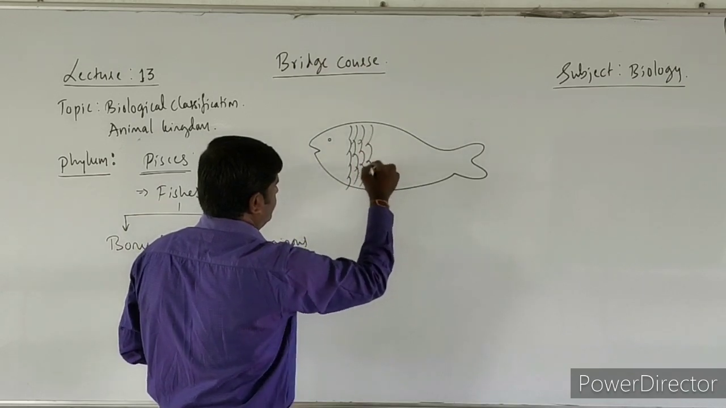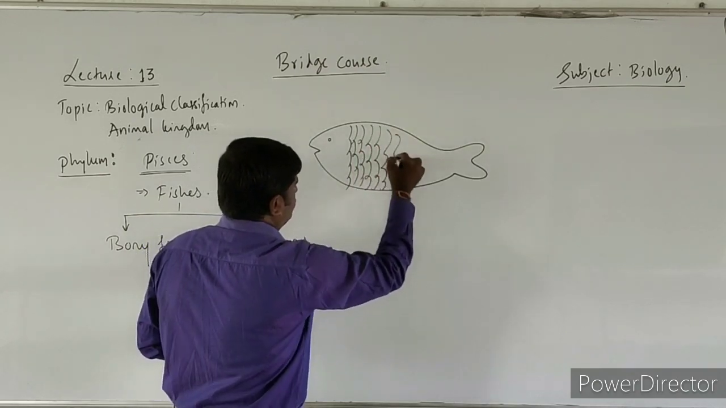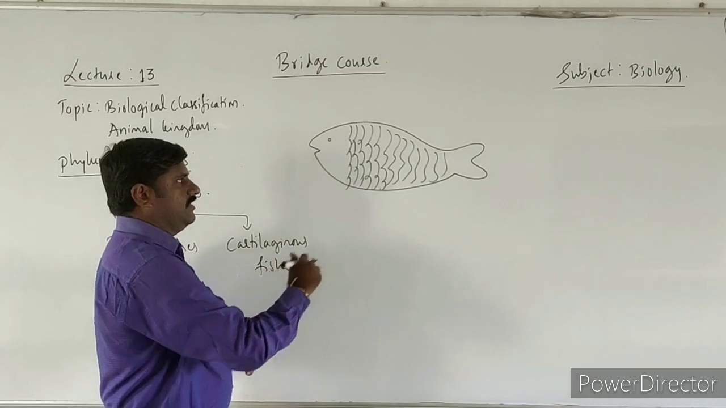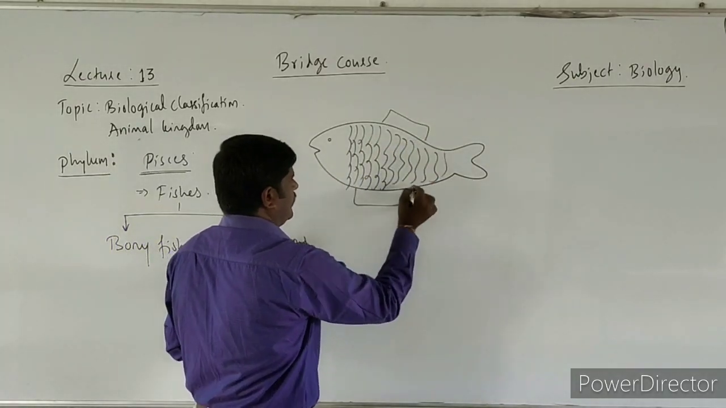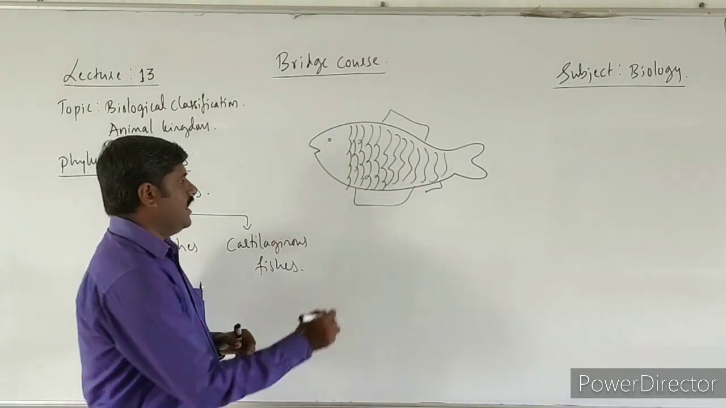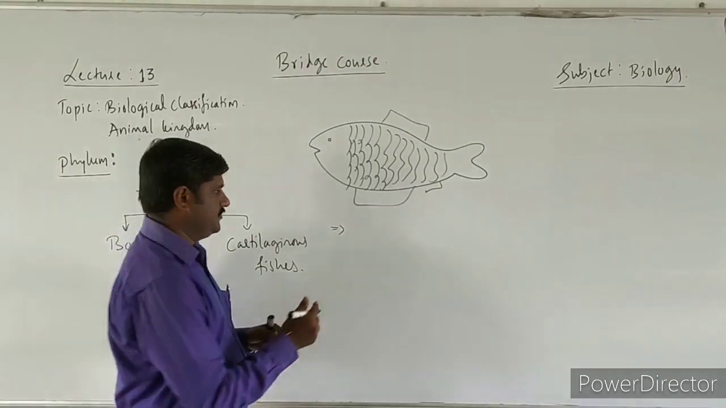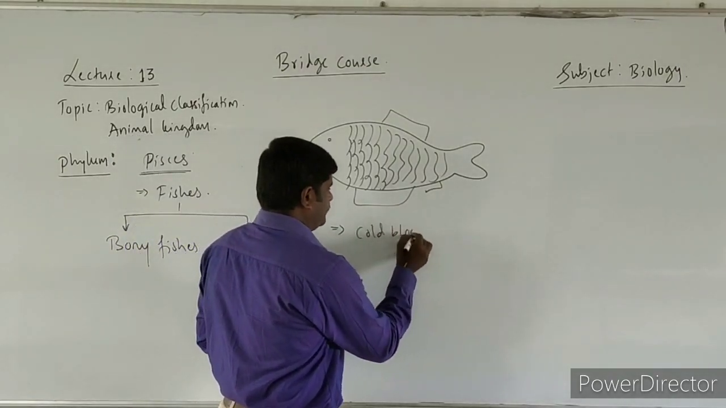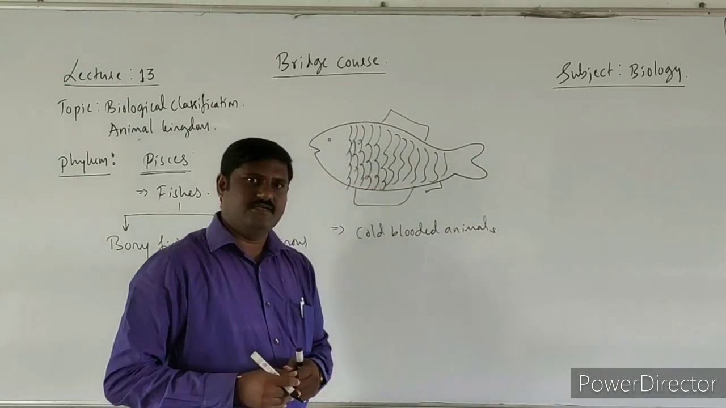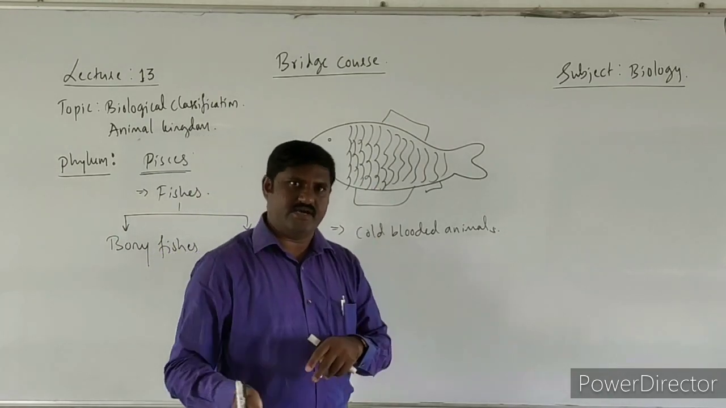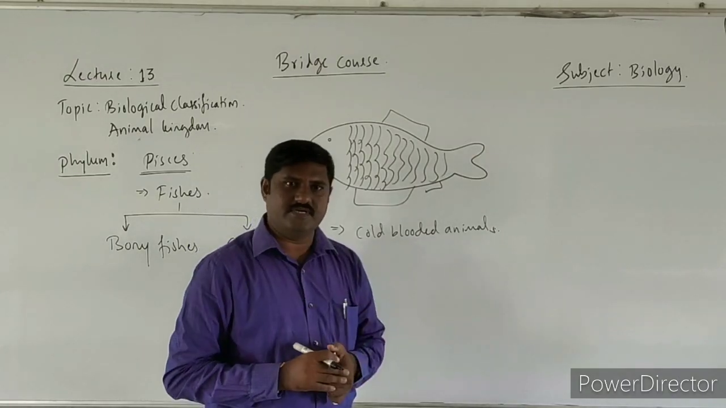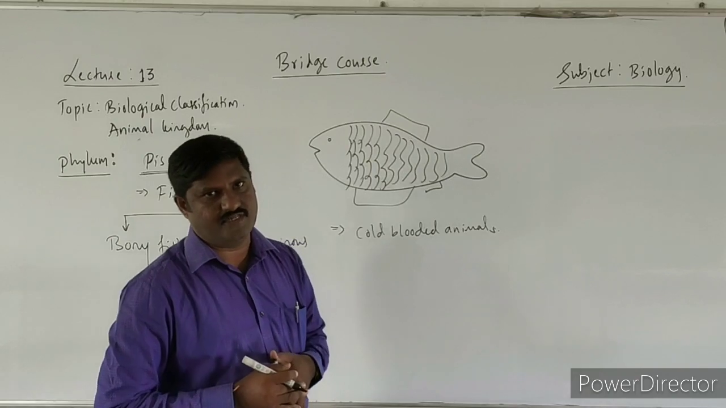See here, this is fish. General characters will study over here. These are aquatic animals, and these are cold-blooded animals. Cold-blooded animals in the sense that their body temperature changes according to the surrounding temperature, right? So that kind of animals are cold-blooded animals, or poikilotherms, as they are commonly known.